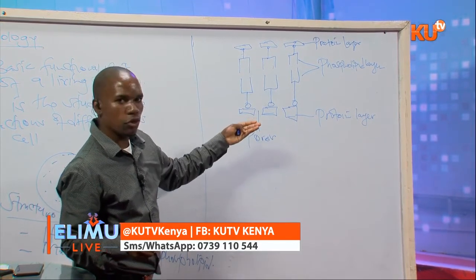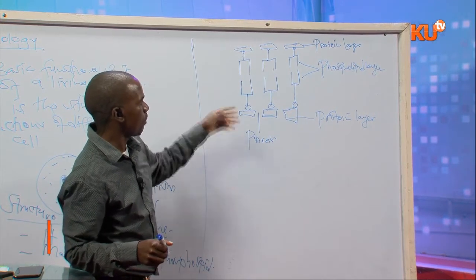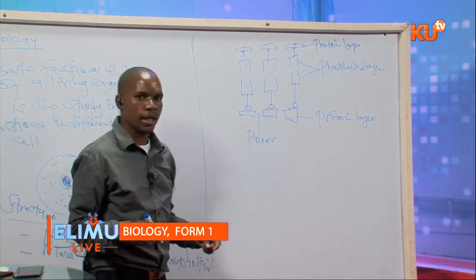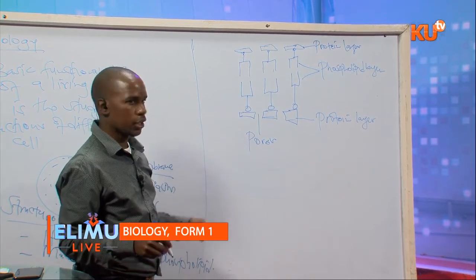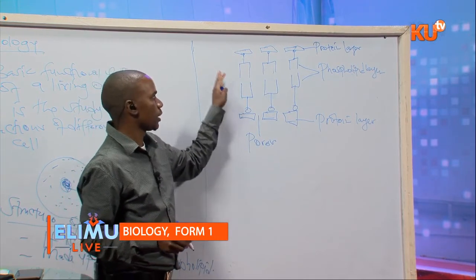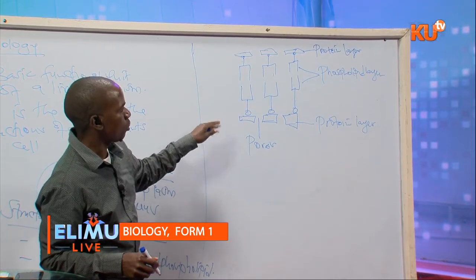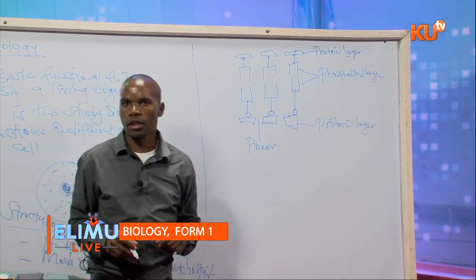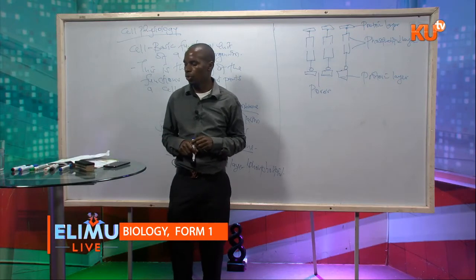The lipid layer, of course, is the fatty layer of the cell membrane, and we have the protein layer. It ensures that the lipids or the protein layers are not going to the sites where they are not required. So this is the structure of a cell membrane which enables it to perform the physiological processes that we are just about to look at.